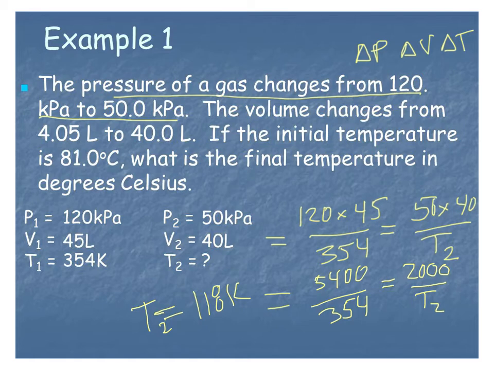So anyway, the bottom line is, let's just do this up here real quick. 5,400 divided by 354 equals, and that's 15.2.